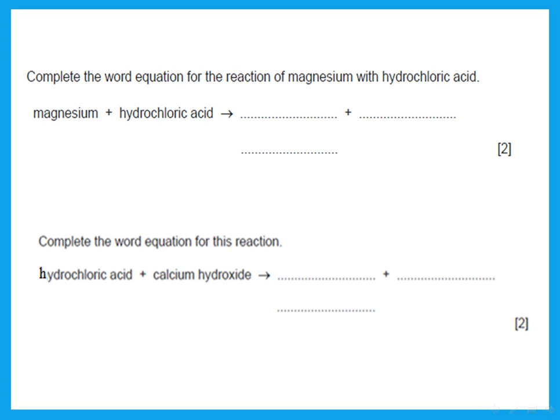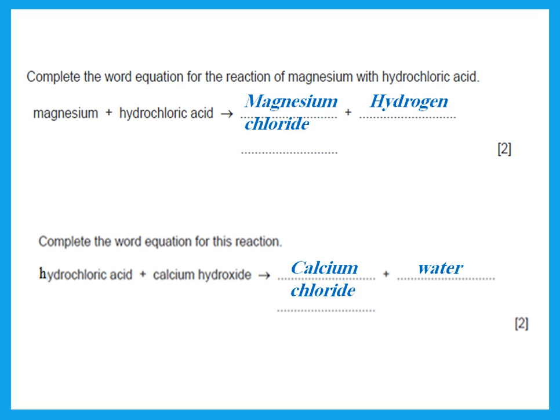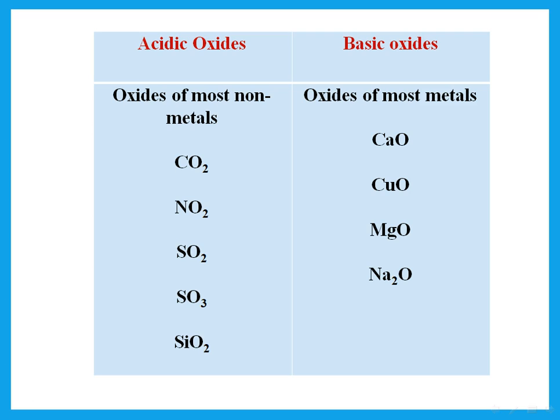Complete the word equation for the reaction of magnesium with hydrochloric acid. Magnesium is a metal, plus acid will give me the salt plus hydrogen. Hydrochloric acid plus calcium hydroxide, this is acid plus base, will give salt plus water. Always remember all of this. Metal plus acid will give hydrogen gas. Acid plus base will give salt plus water.